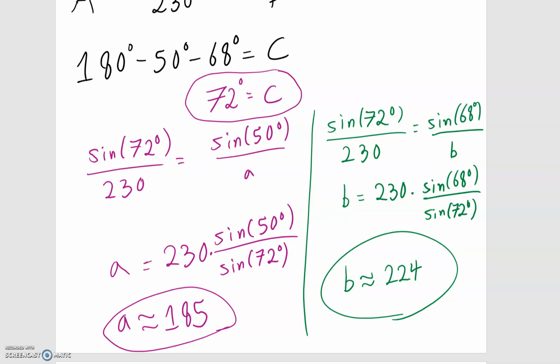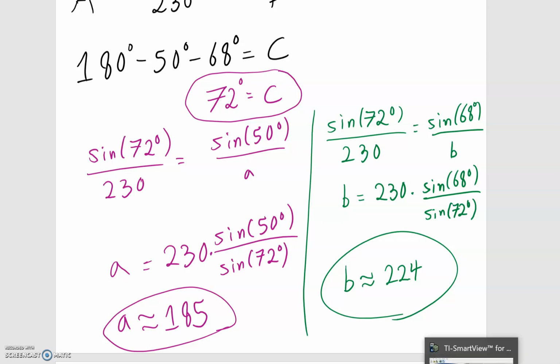I did the same thing here in the green to find little b. The sine of 72 degrees over 230 equals the sine of angle B divided by little b. And I plugged in that given information, right? Because we found angle C, you were given angle B, etc. From there, you will isolate little b and plug in this ratio into your graphing calculator. Just to be clear, I did in fact round my answers here.